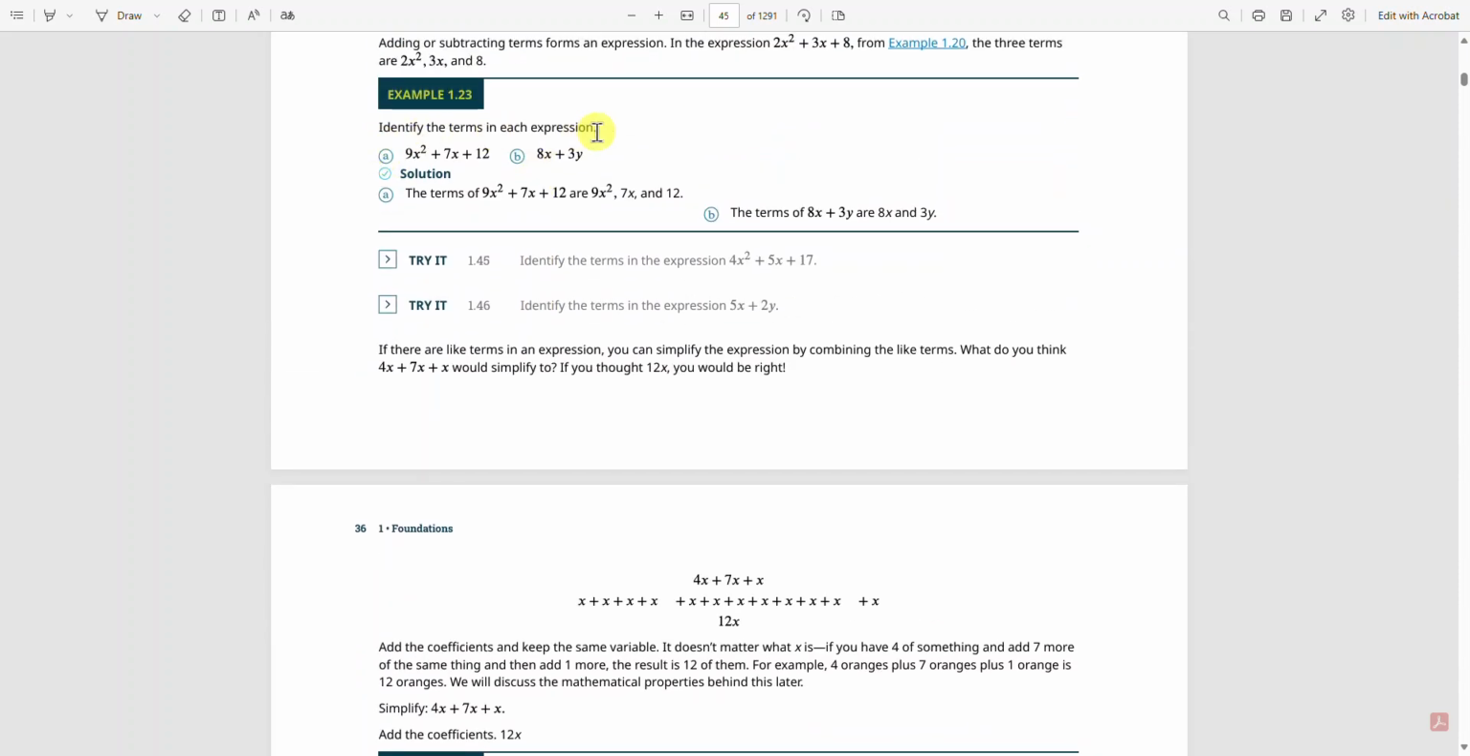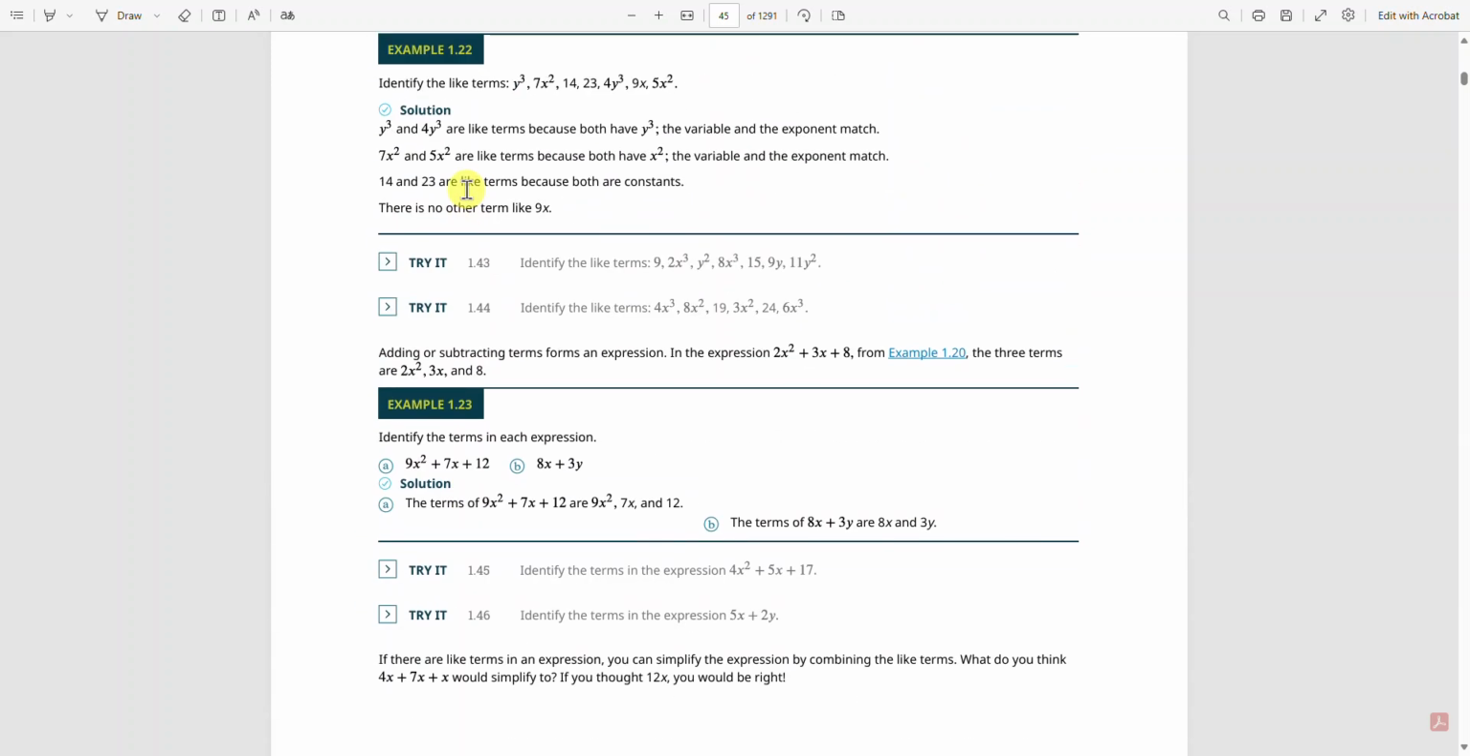Identify the terms in each expression. Now we're given this expression here, and I've already given you the secret to identifying terms. I told you that terms are separated by addition and subtraction in expressions. So when we see 9x squared plus 7x plus 12, we have this expression. We're asked to identify the terms. So if I were to ask you how many terms are in this expression, you could look at it, and based on what I've told you, you can easily say there's 3 terms. 9x squared, 7x, and 12. 3 terms separated by addition.